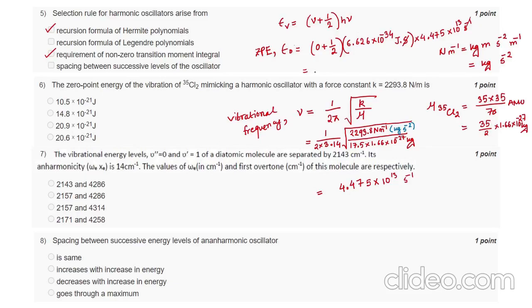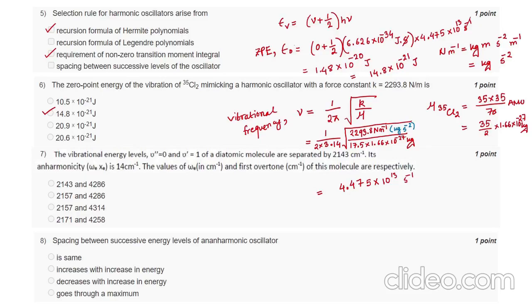I am getting a value of 1.48 into 10 to the power minus 20 joules. See, there is no minus 10 to the power 20 in the options, so I will just multiply it by 10 and divide it by 10, right? 14.8 into 10 to the power minus 21 joules. You see, so this is your correct answer. So it's all about playing with the units.